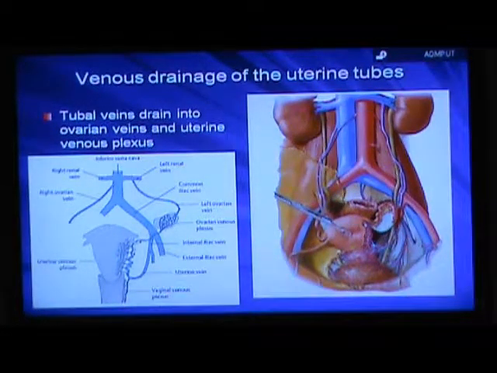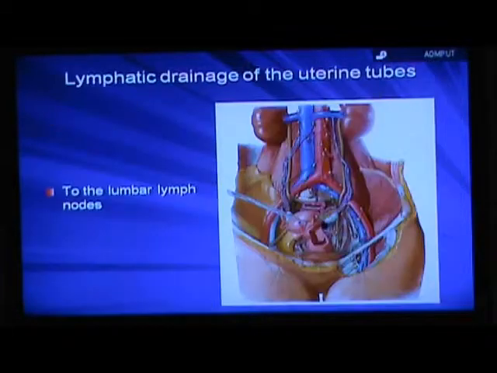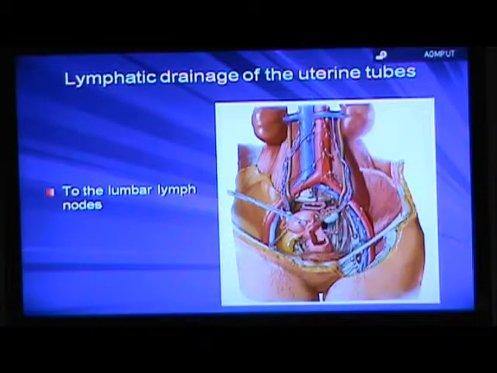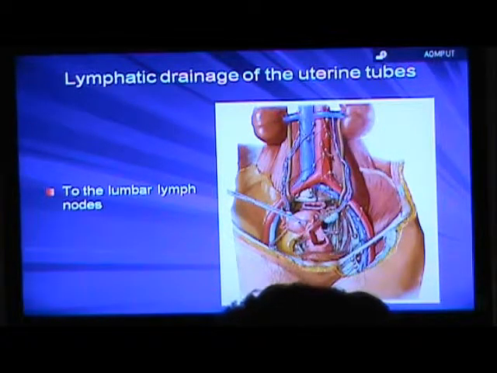The tubal veins drain into the ovarian veins or the uterine venous plexus, so in both directions. Either the uterine venous plexus or the ovarian venous plexus, and next to the left or right ovarian vein. And the same, the lymph is drained to the lumbar lymph nodes.